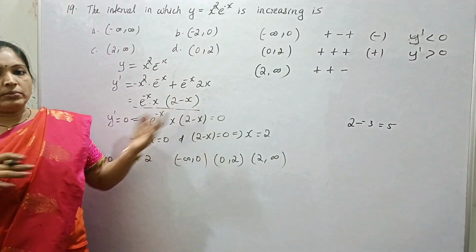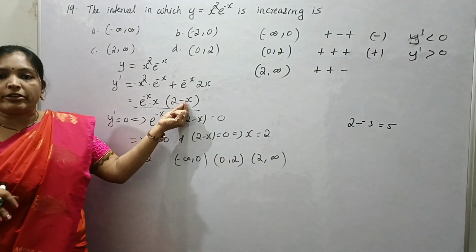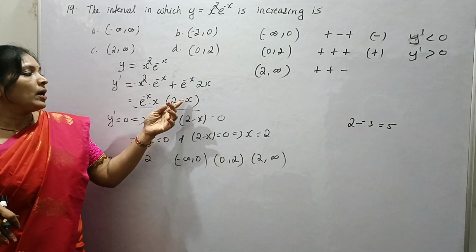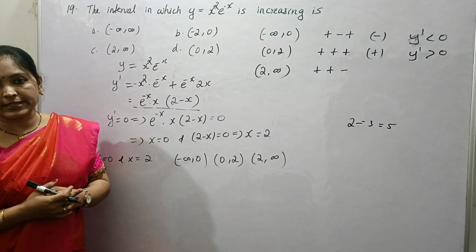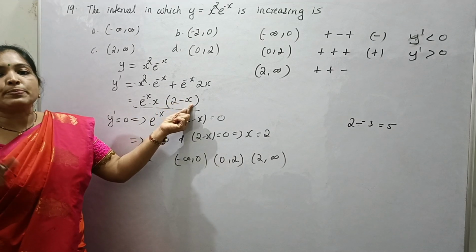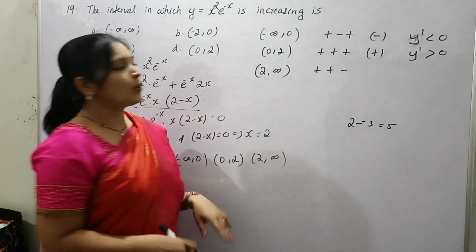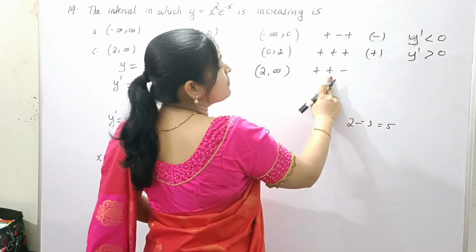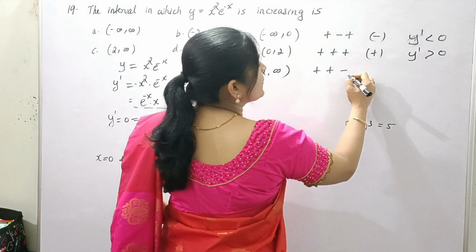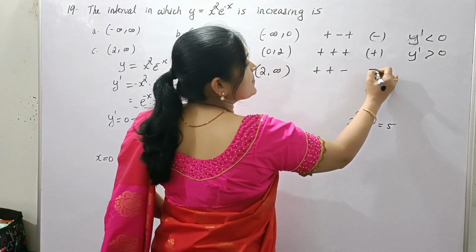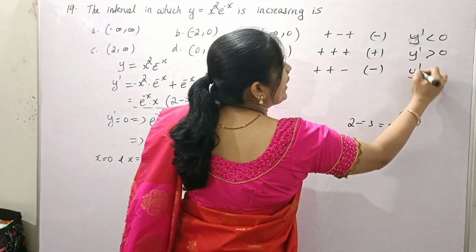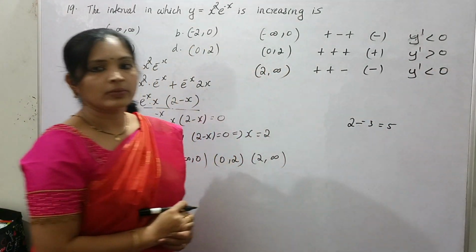Or you can take any value and substitute. For example, take x is equal to 3, 3 is greater than 2, right? 2 minus 3 is minus 1, so it will be minus. So plus into plus, plus; plus into minus, minus. So it is minus. So y dash is less than 0.